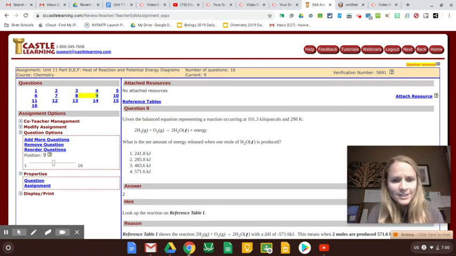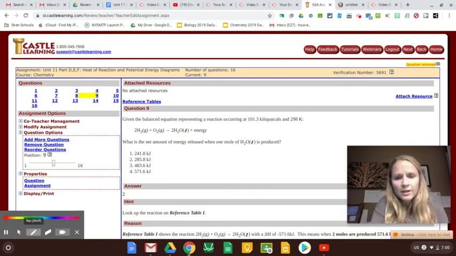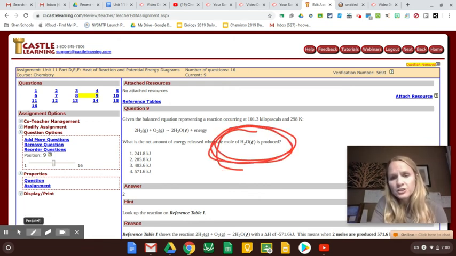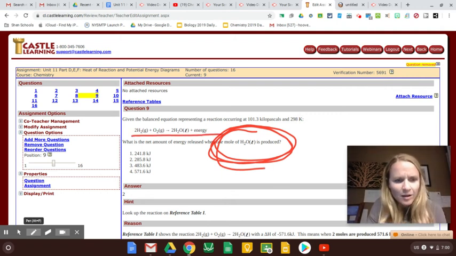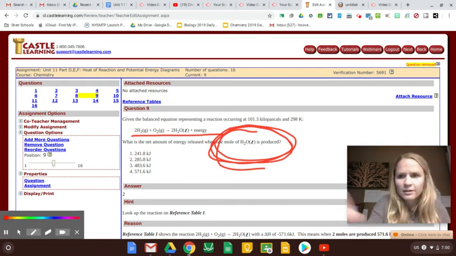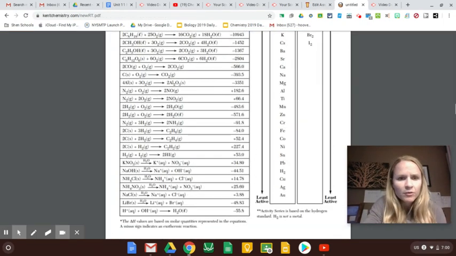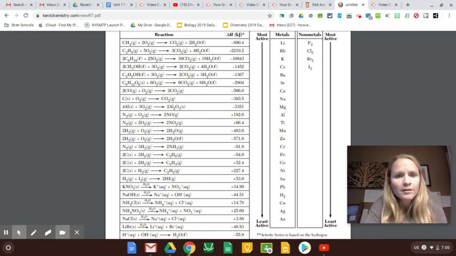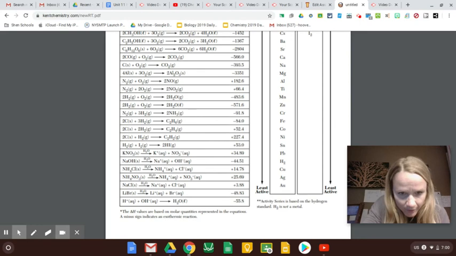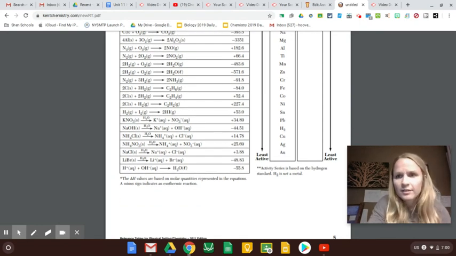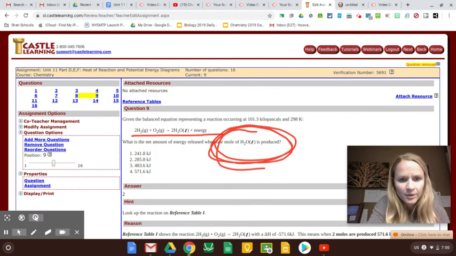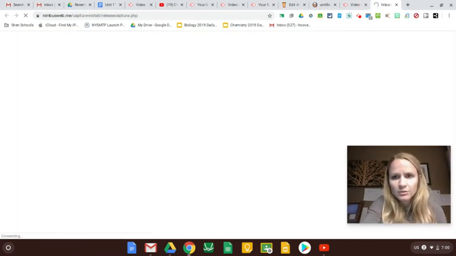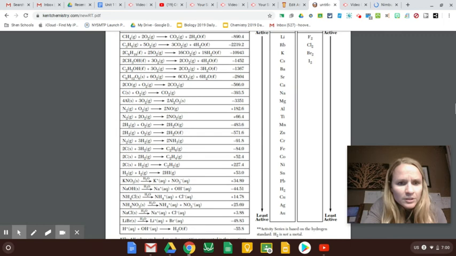Given this equation, what's the net amount of energy released when 1 mole of H2O is produced? So I'm looking for this reaction making 1 mole of water. So I'm just going to go here and I'm looking for making water. Where are you making water? Just the way it was in the picture. Oh, there it is. We're on the very bottom. How do they want it? They want it to be H2 plus O2. Here it is.